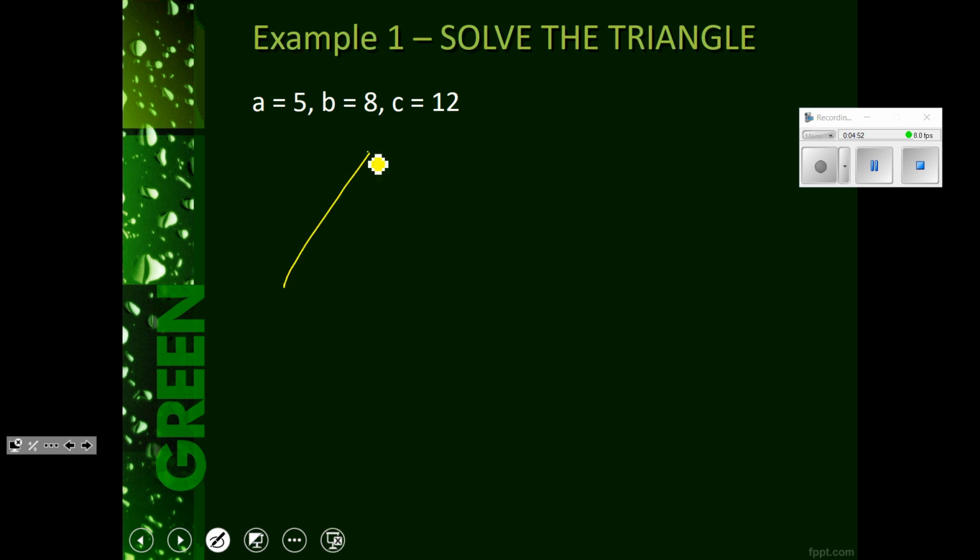I encourage you to label A, B, and C. And so the side opposite is going to be 5. The side opposite here is going to be 8. And the side opposite from C is going to be 12. Okay? And I want to solve the triangle.